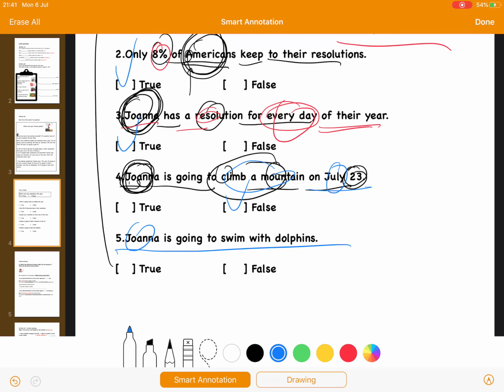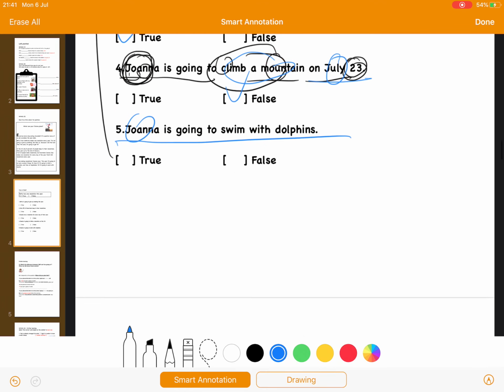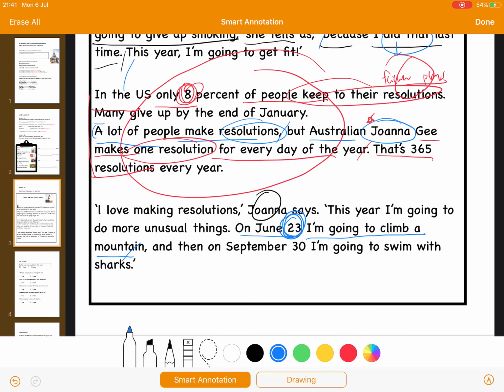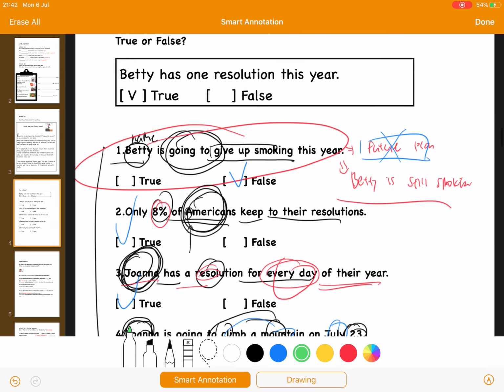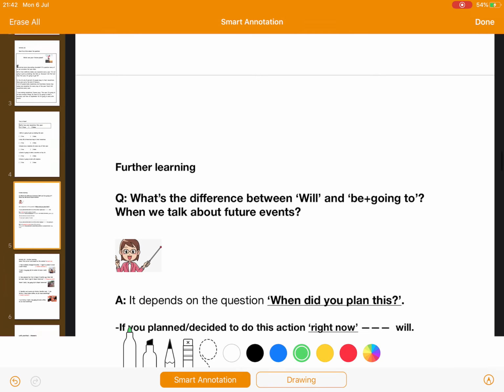So let's have a look at number 5 here. Joanna is going to swim with dolphins. On June 23rd, I'm going to climb a mountain, and then on September 30, I'm going to swim with sharks. Here, sharks, not dolphins. So the answer is false. Very good.